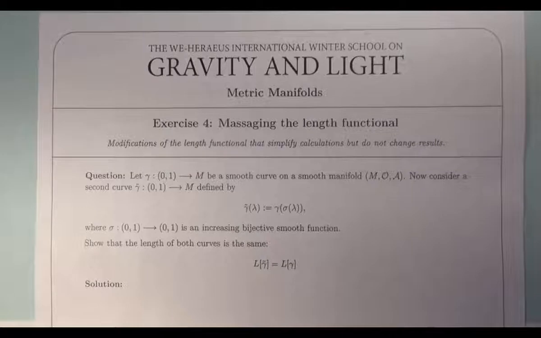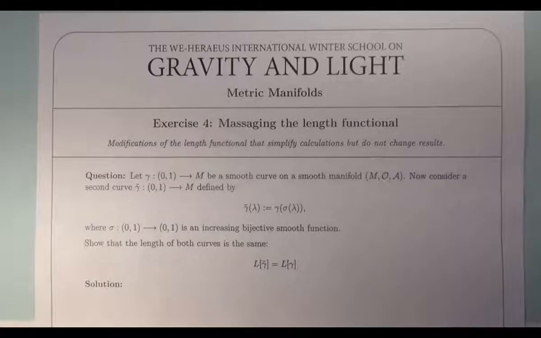Massaging the length functional. Modifications of the length functional that simplify calculations but do not change results. Question 1. Let gamma be a smooth curve from [0,1] to M on a smooth manifold M. Now consider a second curve, gamma tilde, going from [0,1] to M, defined by gamma tilde of lambda equals gamma of sigma of lambda, where sigma is a map from [0,1] to [0,1], which is increasing, bijective and smooth.